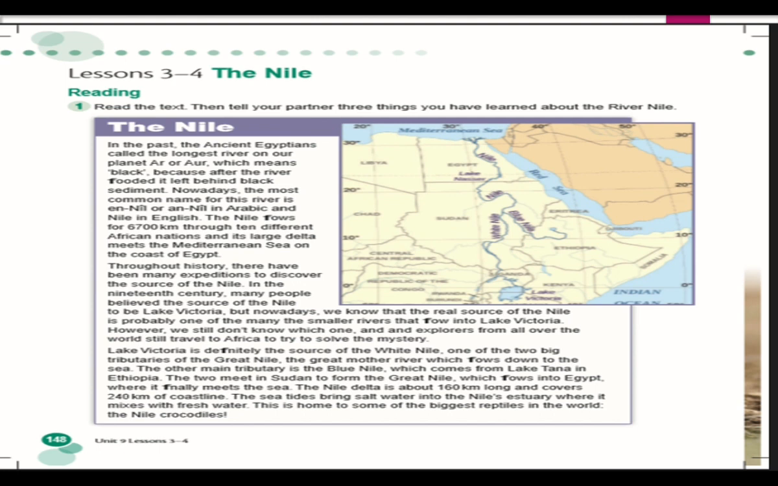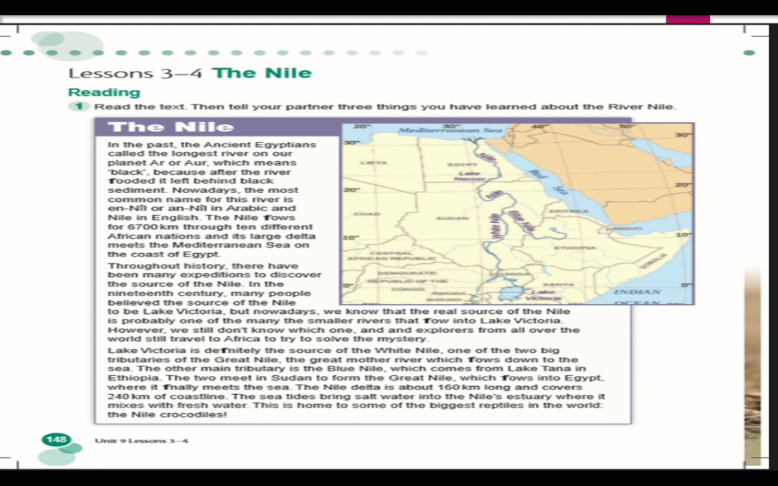When it finally meets the sea, the Nile Delta is about 160 kilometers long and covers 240 kilometers of coastline. The sea tides bring salt water into the Nile's estuary, where it mixes with fresh water. This is home to some of the biggest reptiles in the world, the Nile crocodiles.